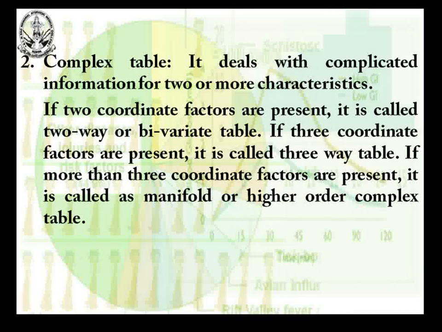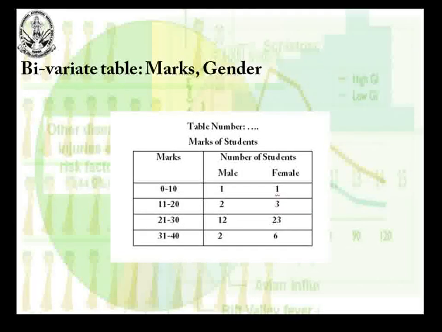In a complex table, it deals with complicated information for two or more characteristics. If two coordinate factors are present, it is called a two-way or bivariate table. If three coordinate factors are present, it is called a three-way table. If more than three coordinate factors are present, it is called a manifold or higher order complex table. You can see a bivariate table. Here marks and gender, two characteristics are taken. So the number of students, they are further divided based on gender.